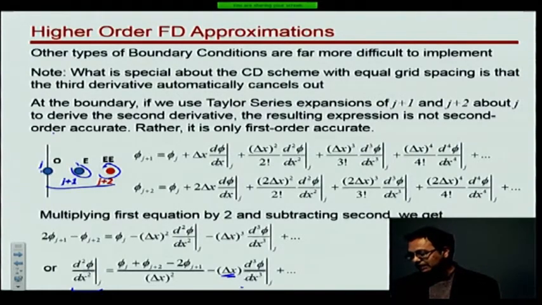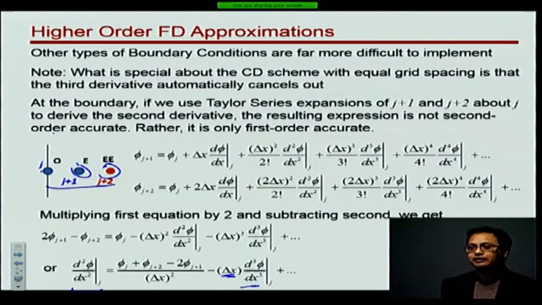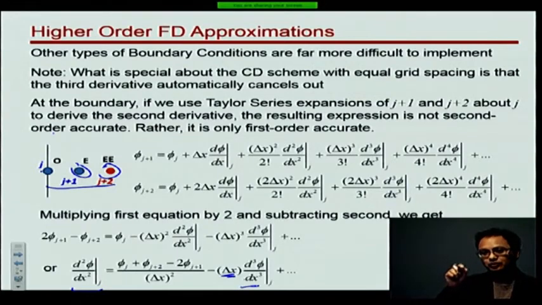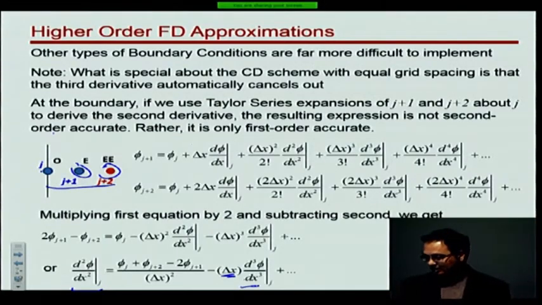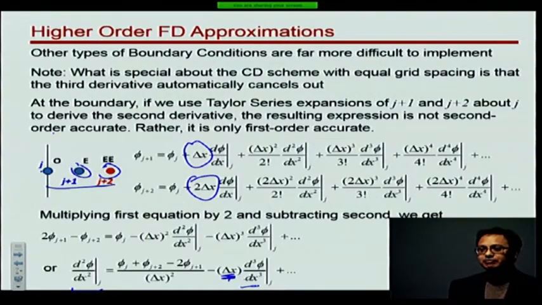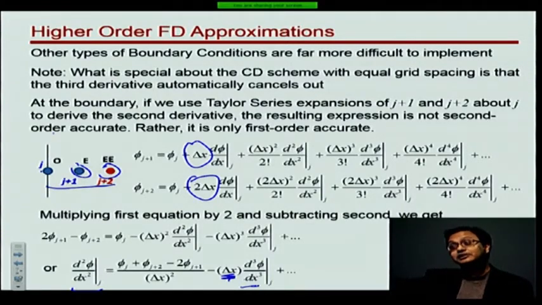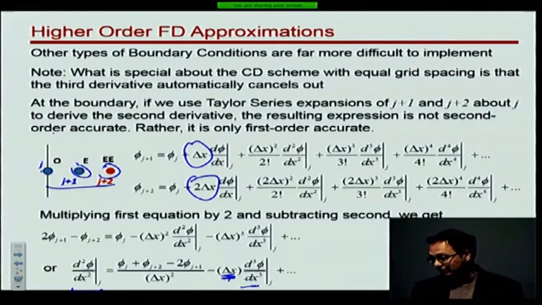Okay, and the next leading order term came into play, which was delta x squared. But now if you do Taylor series expansions where the grid spacings are different, delta x and 2 delta x, you don't get that. You just get first order accuracy. What does that mean? That means that even if I were to extend my stencil further, suppose I keep adding points here, one more point here, one more point here.